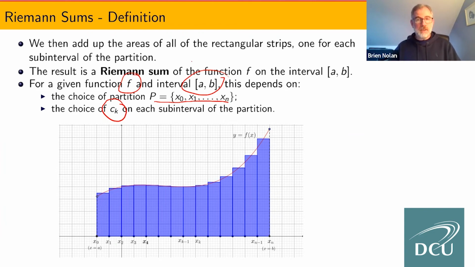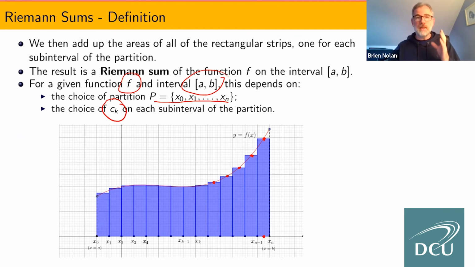So in the example shown here, the height of the rectangle is determined by using the midpoint of each of the subintervals. You can perhaps see that the height here, where the graph hits the top of the rectangle, is halfway along the top of the rectangle. That's because in drawing this diagram, I used ck to be the midpoint of each subinterval. Okay, so if I change any of these choices, if I use a different partition or a different choice of ck, I'll get a different Riemann sum.